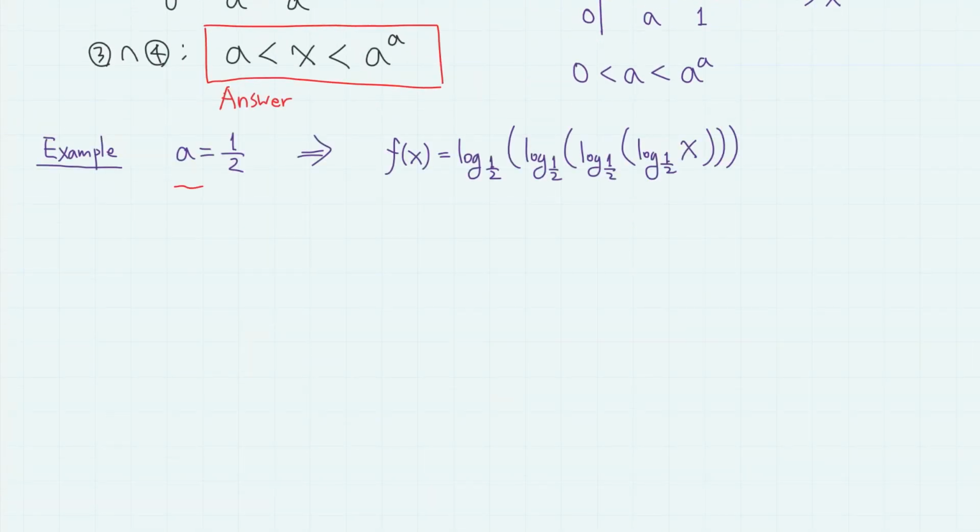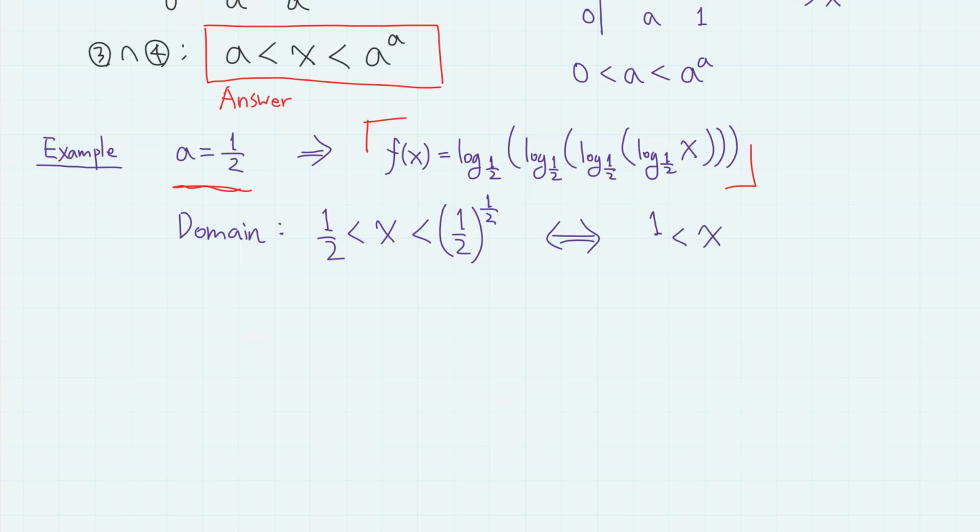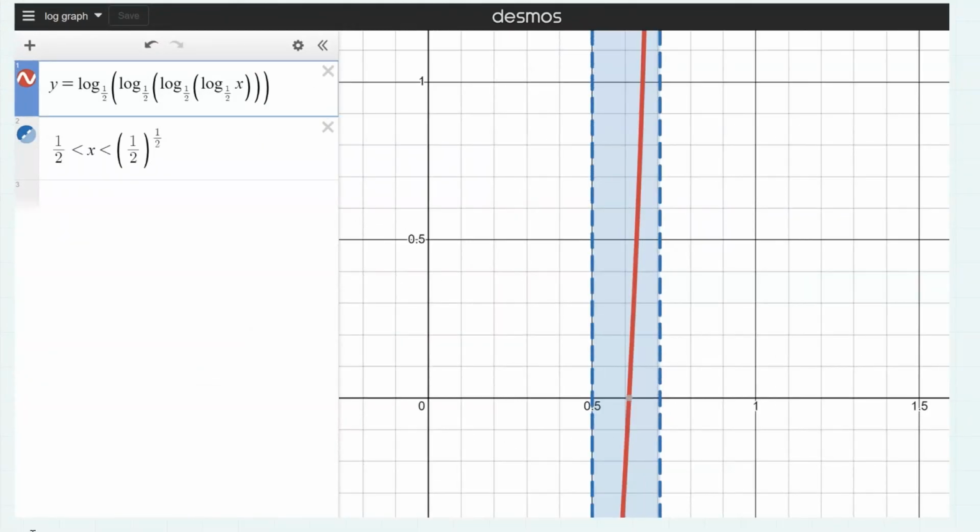For example, when a equals 1/2, the domain of this function is x is greater than 1/2 and less than 1/2 raised to the power of 1/2. Or you can write this as x is greater than 1/2 and less than 1/square root of 2, which you can easily check using the Desmos graphing calculator.